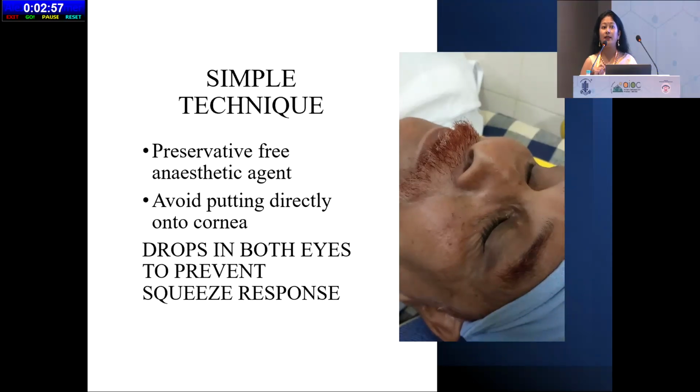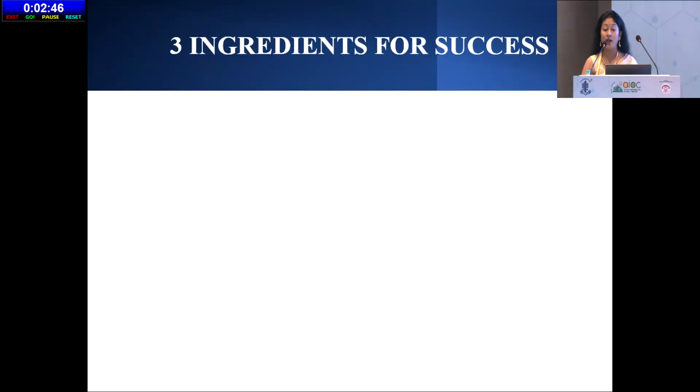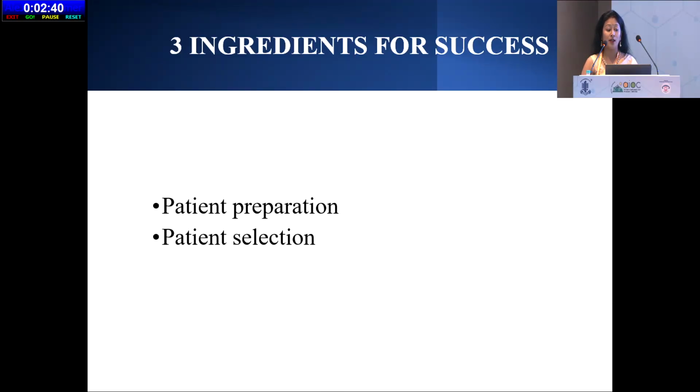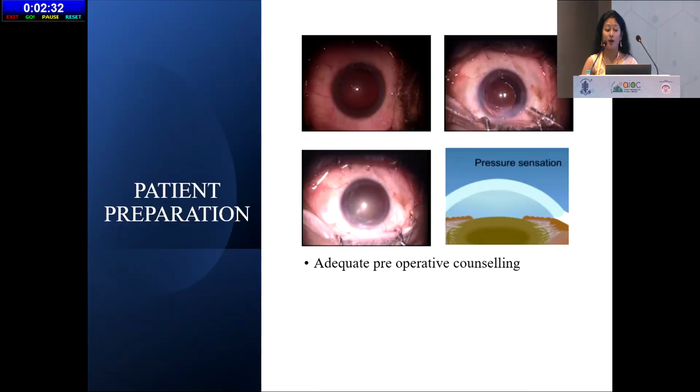And initially, when you're starting to do topical, it's a good practice to give the drops in both the eyes. Then it will eliminate the squeeze response of the patient and you'll be more comfortable doing your surgery. So there are 3 ingredients for success when you shift to topical. You have to prepare your patient, you have to select your patient properly, and you yourself have to be prepared to perform the surgery.